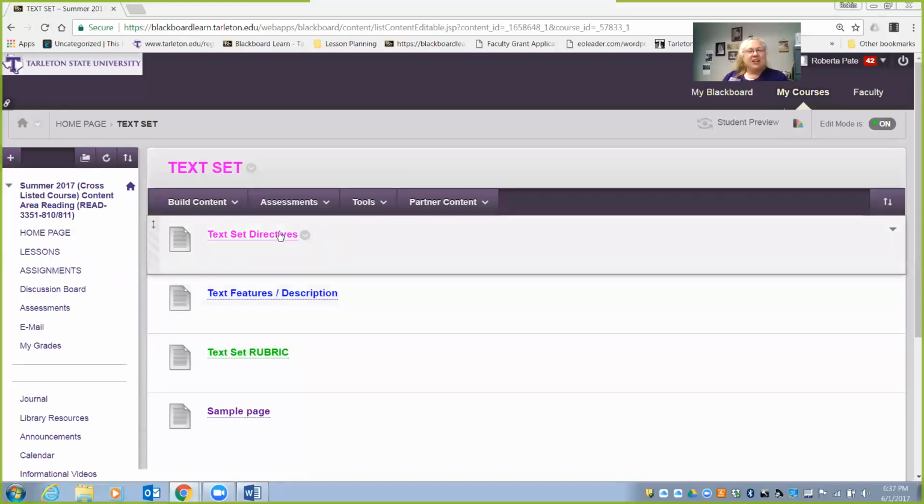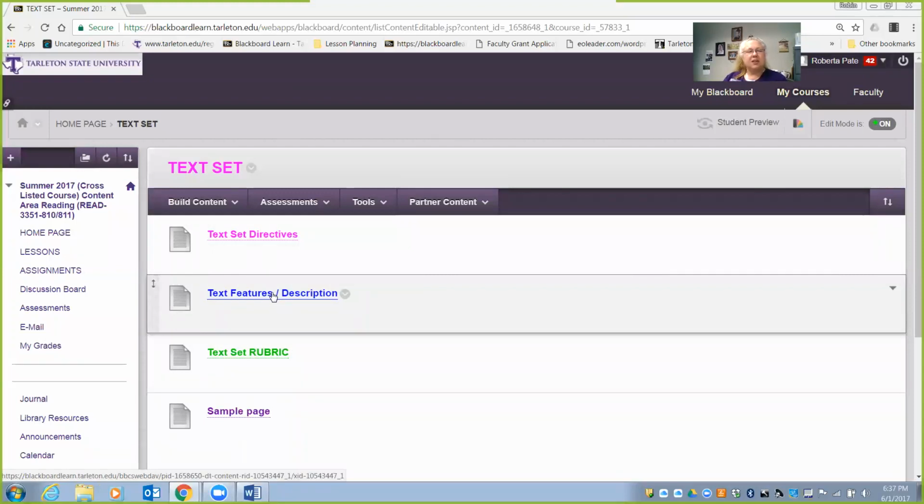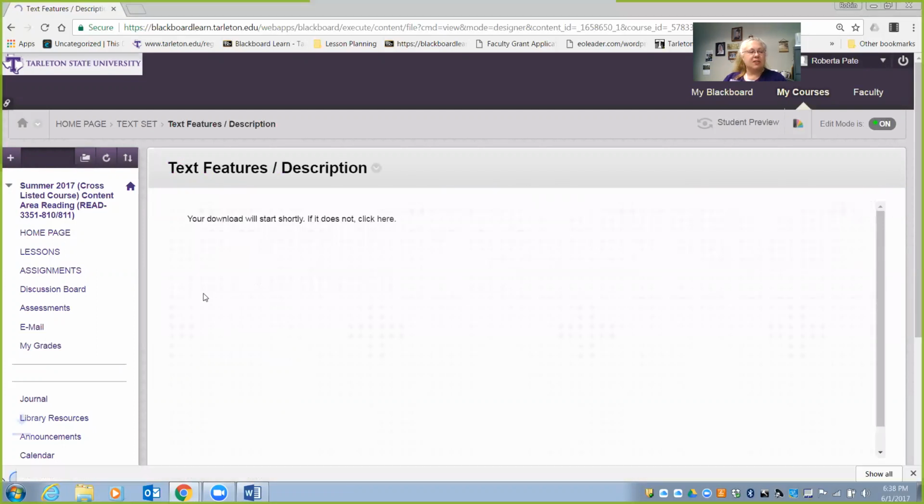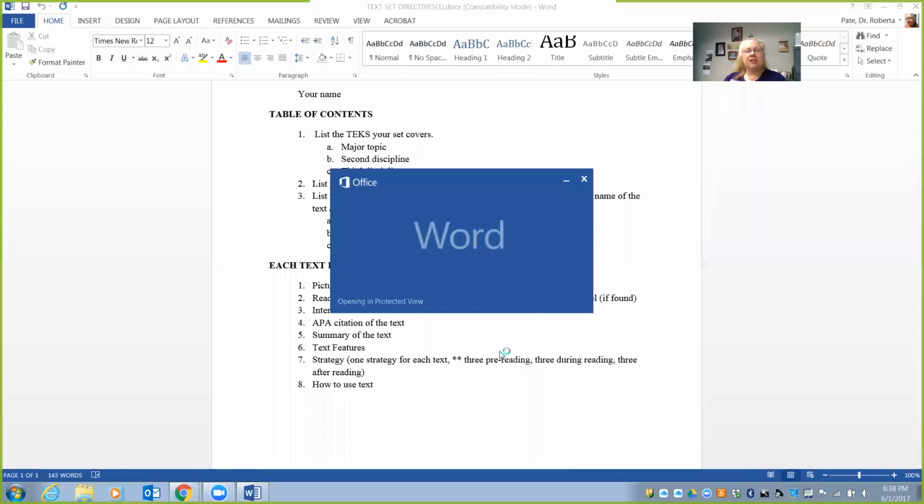But here I have the next item for you to look at, which will be the text features and description. Now this is another Word document that you can download and even print.